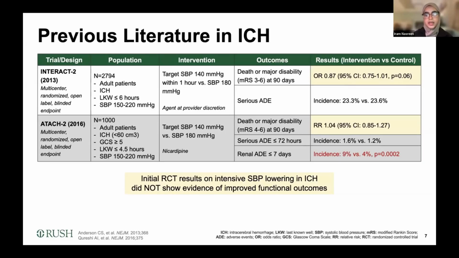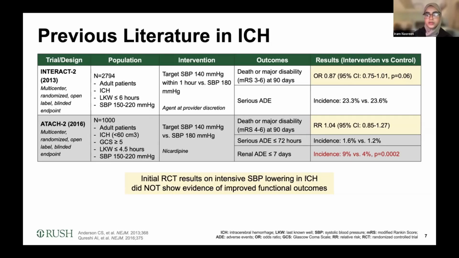trend was there. And then for the ATTACH-2 trial, this was done in 2016 and also investigated blood pressure management in ICH, but focused on a little bit of a different population. They studied 1,000 adult patients with ICH that had volumes of less than 60 cubic centimeters, a GCS score of 5 or higher, and a systolic between 150 and 220, and all patients presented within 4.5 hours of symptom onset. Patients were randomized to intensive systolic blood pressure targets of 140 versus standard of 180, and nicardipine was the agent that was used in this patient population.